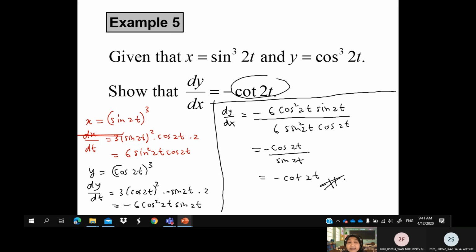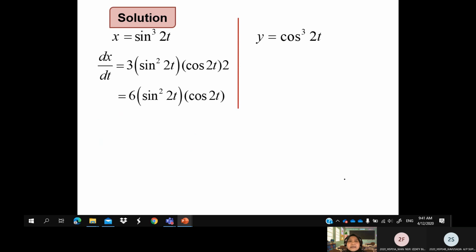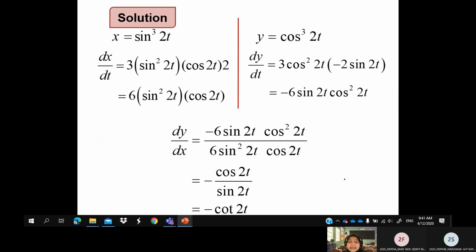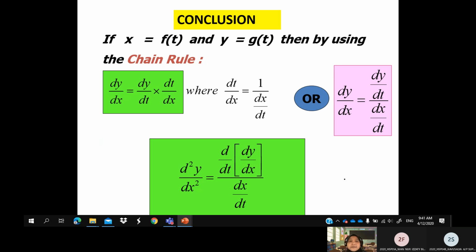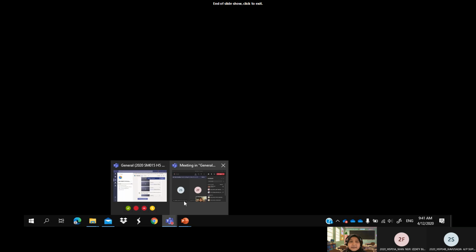So this part is settled, and that means we have finished this chapter. In conclusion, you have to remember how to find dy/dx and d²y/dx². Okay, we have settled this chapter.